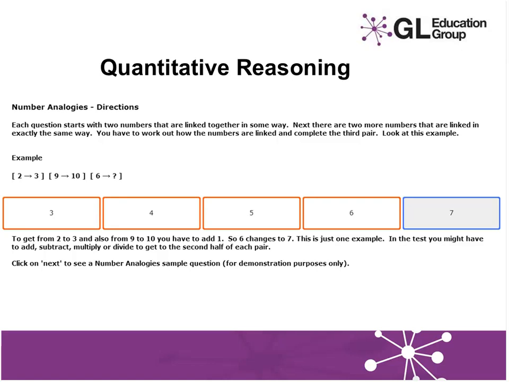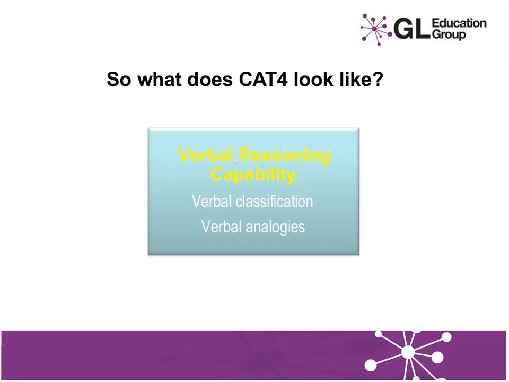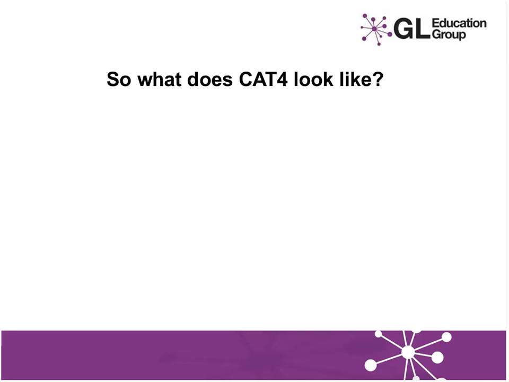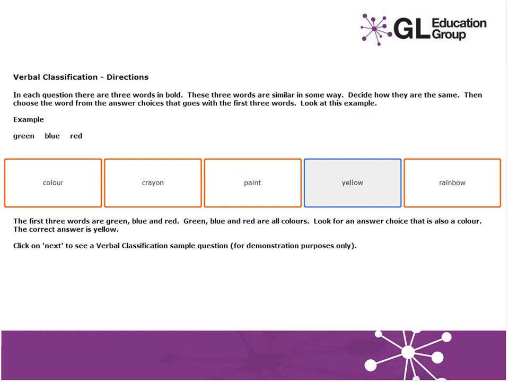For verbal reasoning capability, there are two components, verbal classification and verbal analogies. So in this example, you have green, blue, and red. Green, blue, and red are obviously colours, so you look for an answer choice that is also a colour, and in this case, the correct answer is yellow.